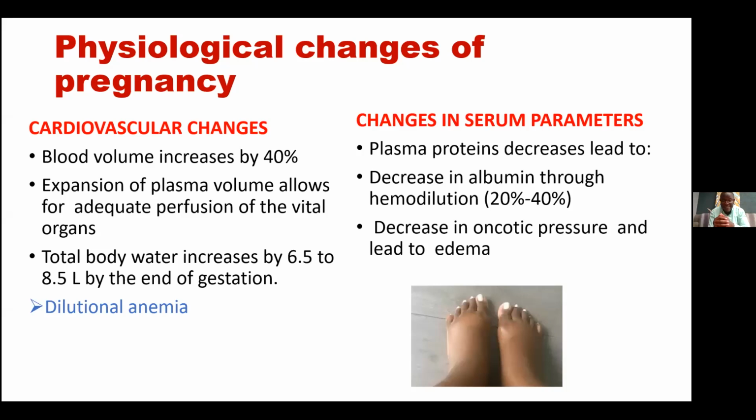Another change in serum parameters is that plasma protein decreases, which leads to a decrease in albumin and a decrease in oncotic pressure, and leads to edema. Next.